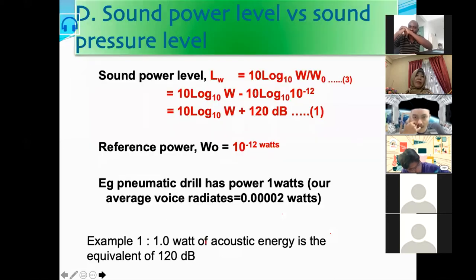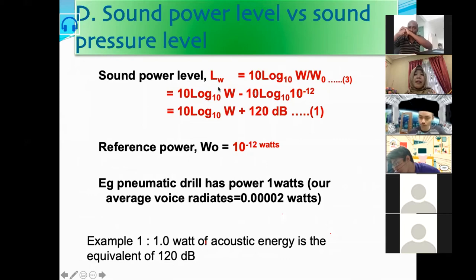Okay, faham eh? Now, sound power level and sound pressure level. As I mentioned just now, sound power is the intensity of sound 1 meter from the source. 1 meter from the source, it is called sound power level. Greater than 1 meter, it is called sound pressure level.